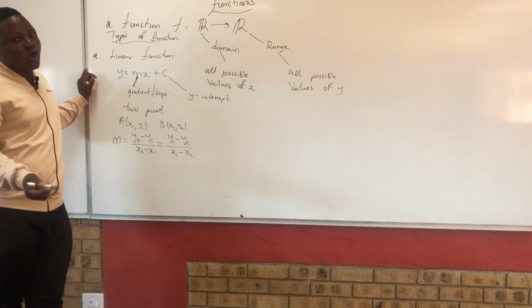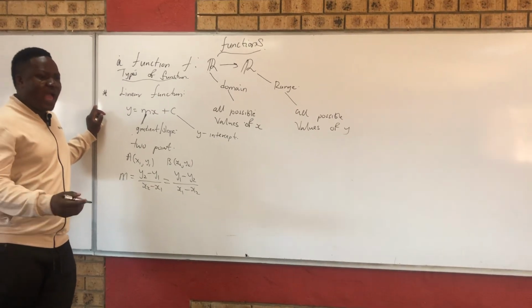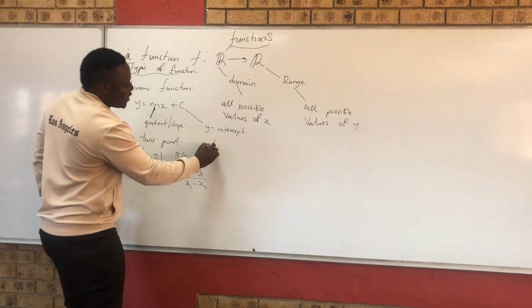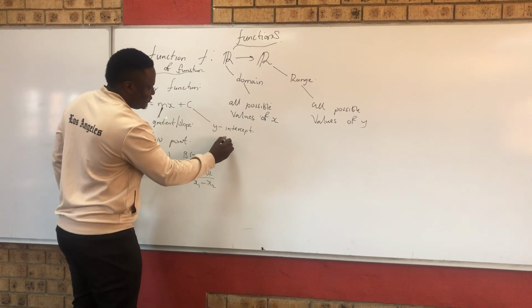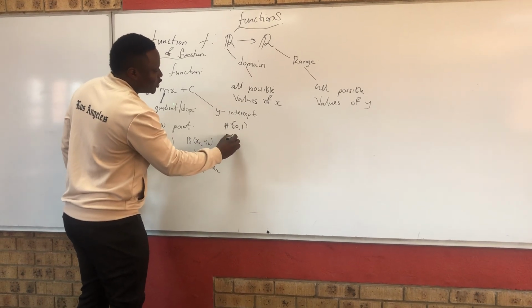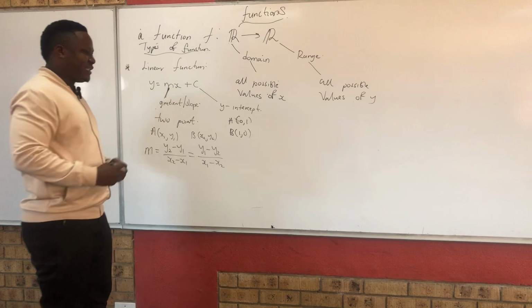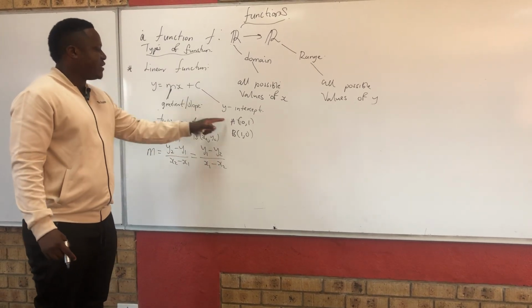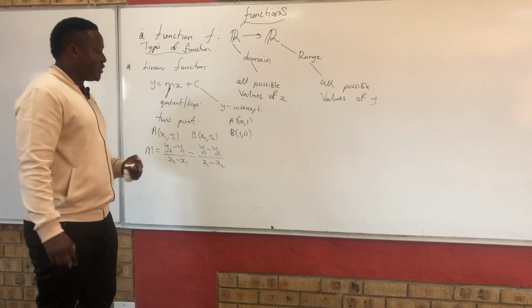So finding the equation of a straight line or a linear function is easy, especially when you are given only 2 points. For now, I want us to try to find the equation of this straight line when we are given the point A to be 0, 1, and the point B to be 1, 0. How can we find the equation of this straight line given 2 points?